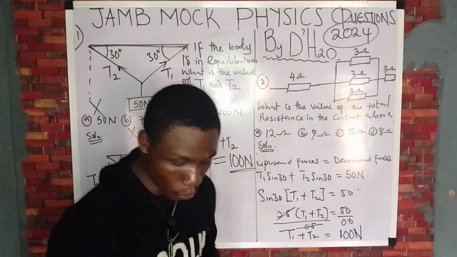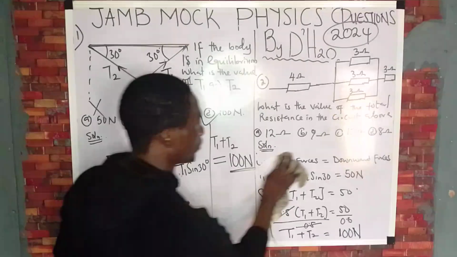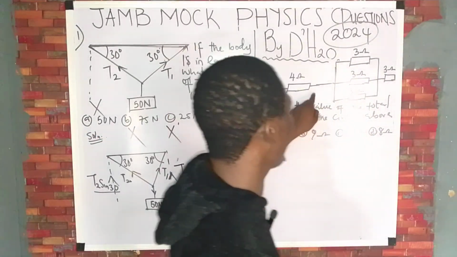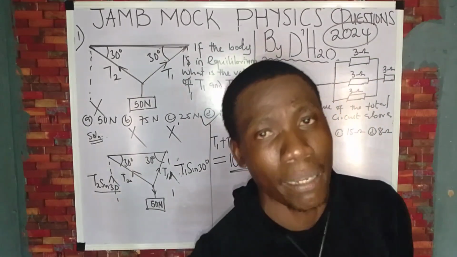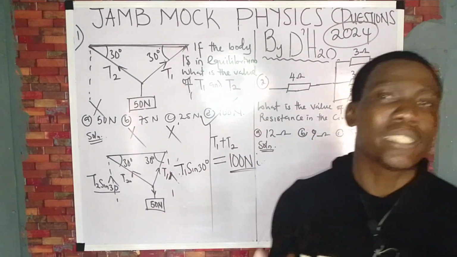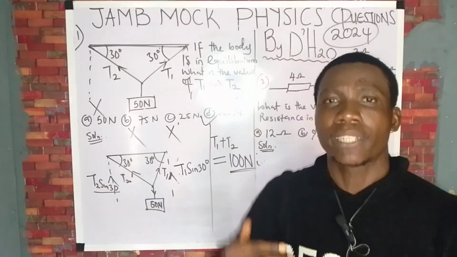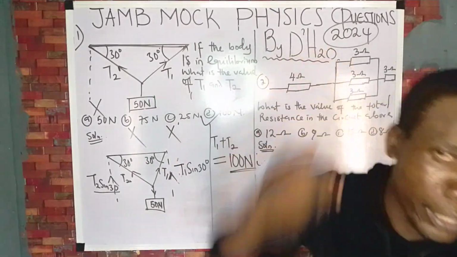Now let's take question number 2 and solve it. Now, this question number 2 is a circuit diagram on simple DC circuit. In simple DC circuit, resistors are either connected in parallel or in series.